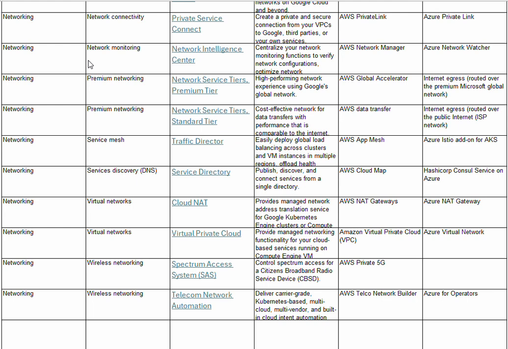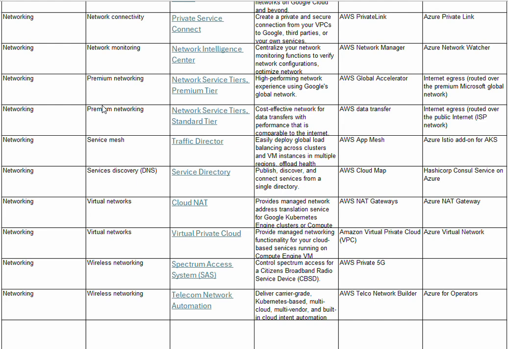The next category is premium networking, where there are some resources which are not so important for us, so we'll skip them as of now. Next, we have service mesh. When a mesh is required and how mesh technology can be used again comes under the architecture level, which is not so important for us right now.